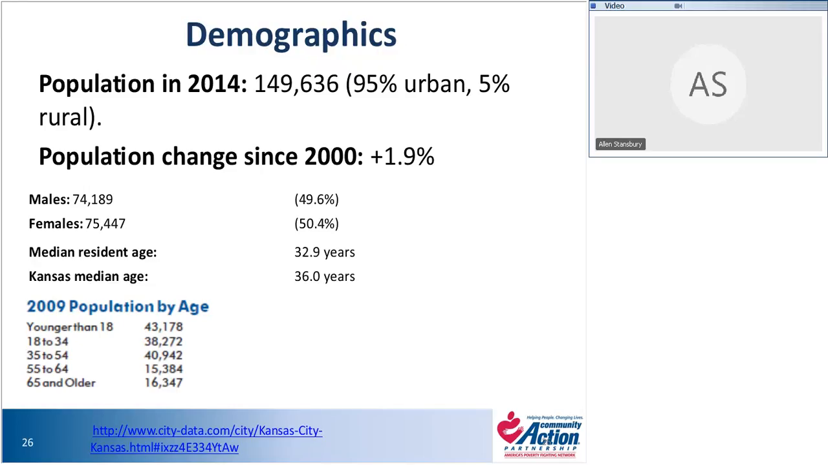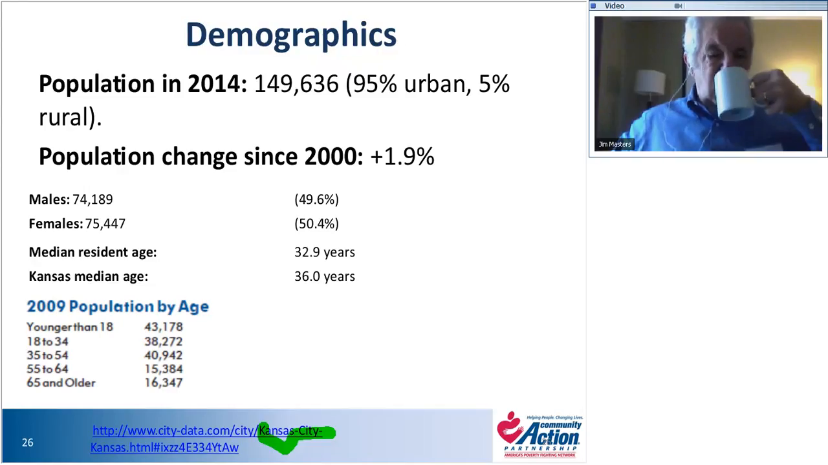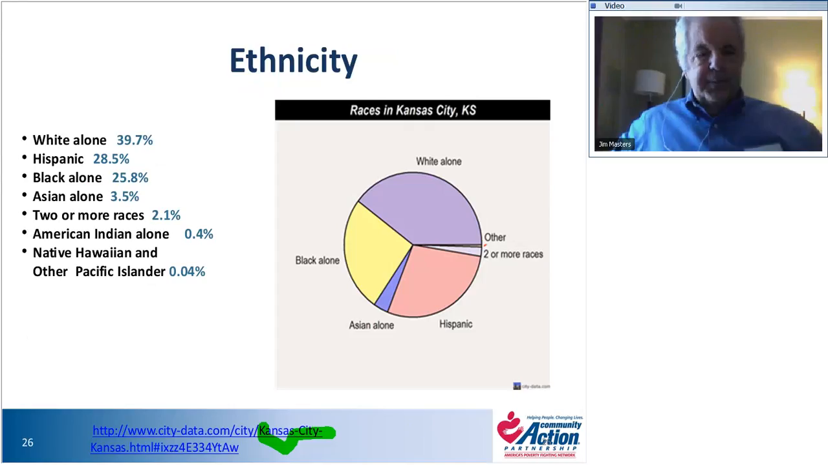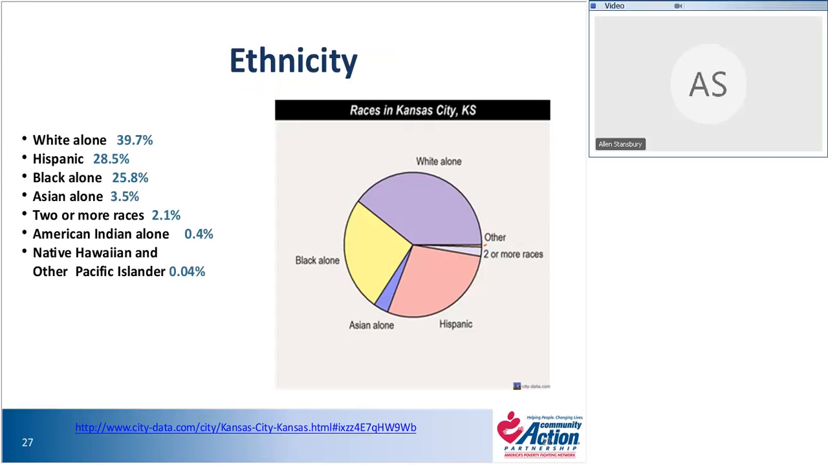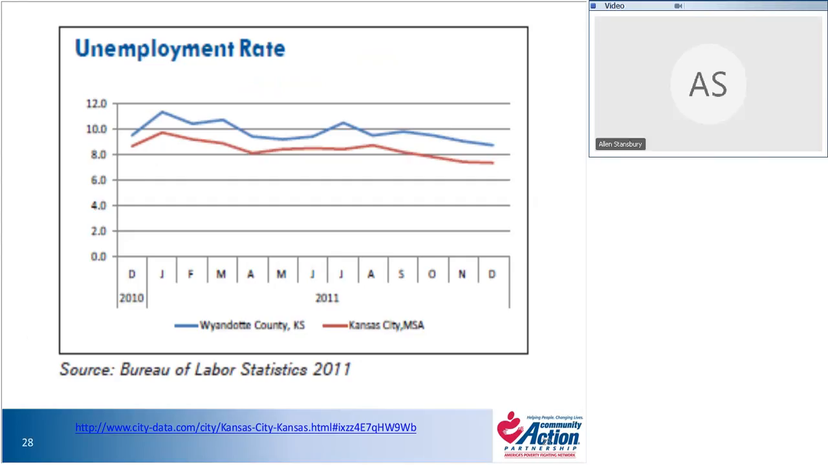Okay, Alan, this is Kansas City, Kansas, right? Yes, not Wyandotte County. This is the city population. Right. So, from the same source, this breaks out by ethnicity. And here is the unemployment rate from the Bureau of Labor Statistics for 2010, 2011.